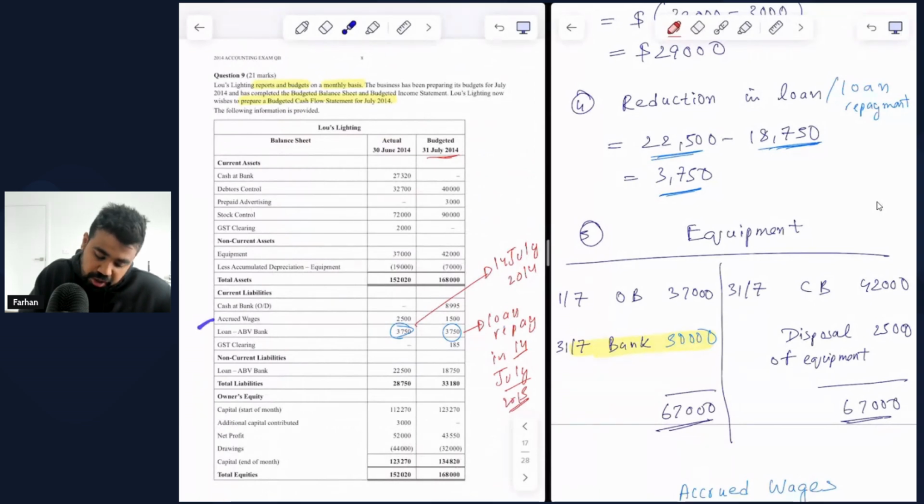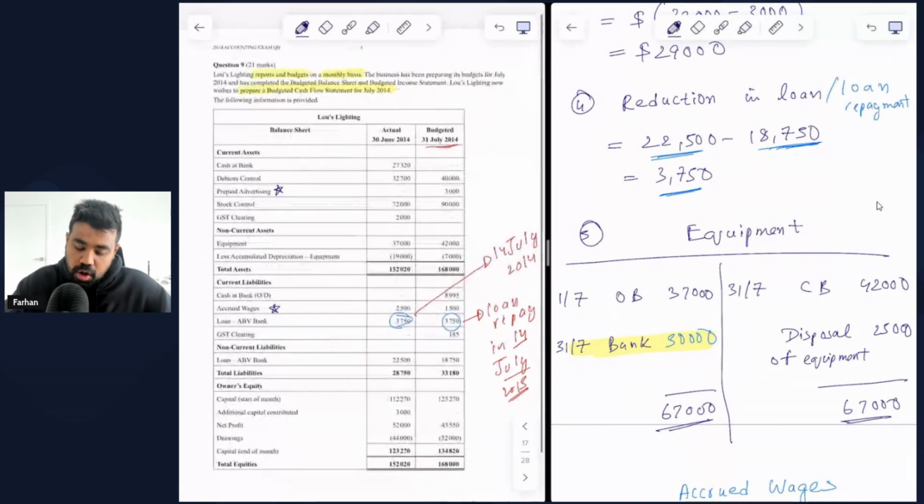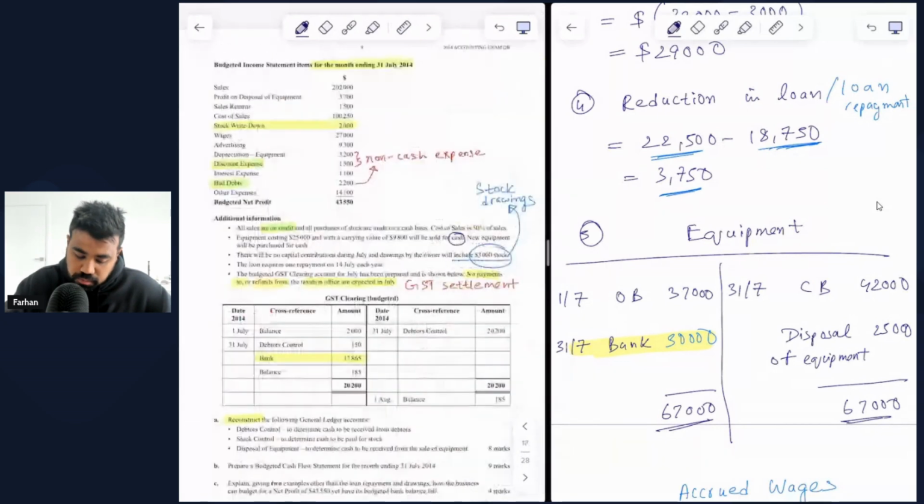And if you check the current assets, the only expense account that needs adjustment is the prepaid advertising. So these are the two accounts that we have to do some adjustments for. And the rest has already been paid for in cash. Whatever cash expenses you have, I mean, not the non-cash expenses. So we have other expenses of 14,100. We have interest expense of 1,100. We are not including depreciation, discount expense, and bad debts because they're non-cash.